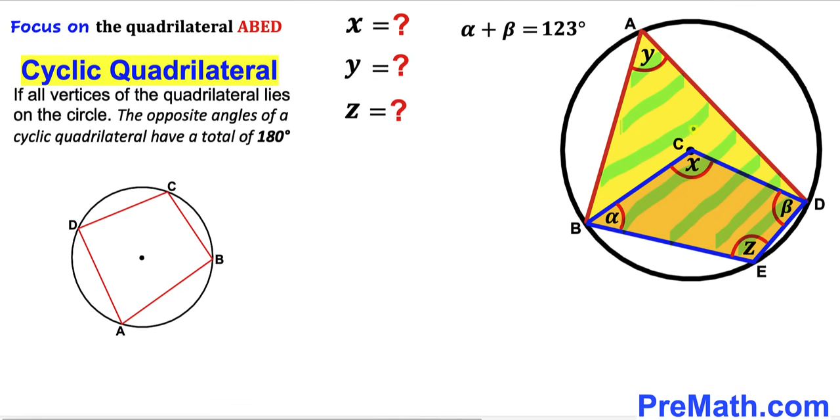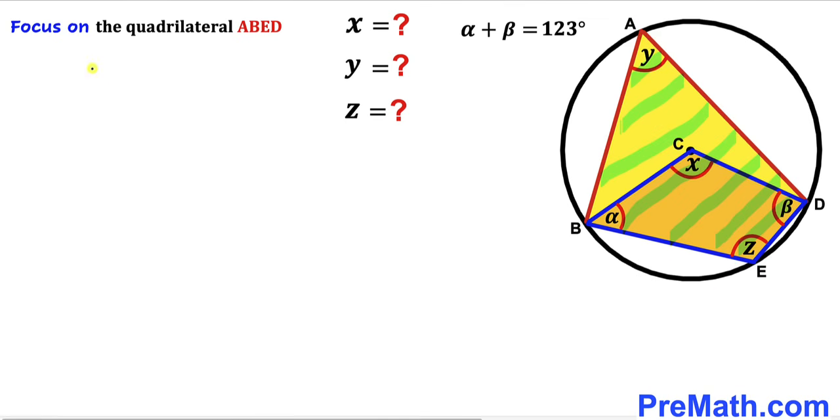So we can see that our quadrilateral ABED is indeed a cyclic quadrilateral, since all the vertices A, B, E, and D lie on the very same circle. Furthermore, these two opposite angles Y plus Z must add up to 180 degrees. So we can write angle Y plus angle Z equals 180 degrees, and I'm going to label this as equation number 1.